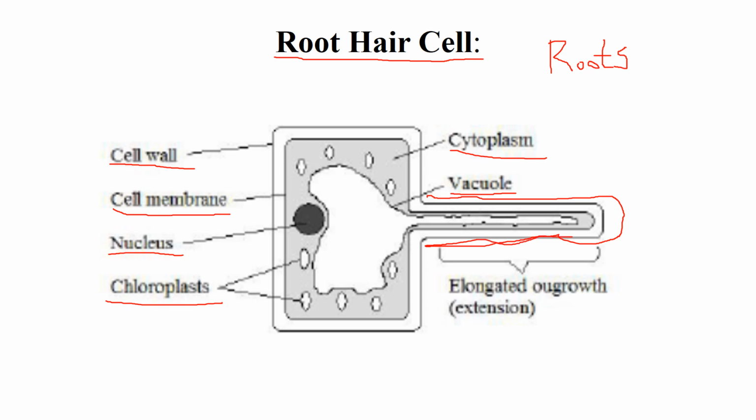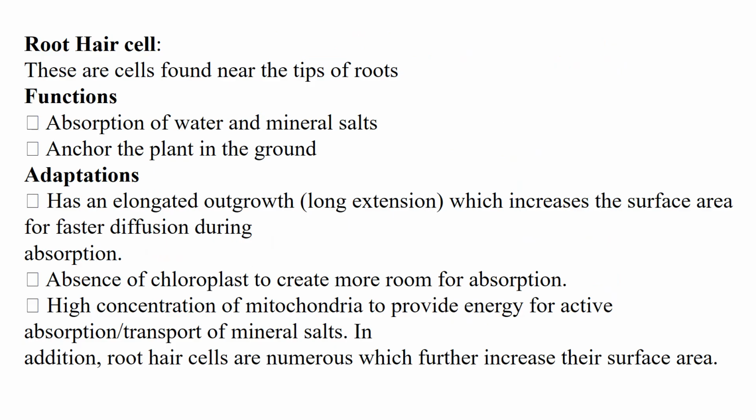And since the root hair cell is found in the roots, the function is just for absorption. All right. So, like I said, these are found near the tip of the roots. What are their functions? The functions of the root hair cells is absorption of water and mineral salts. That is the function of the root hair cell. They also help to anchor a plant.